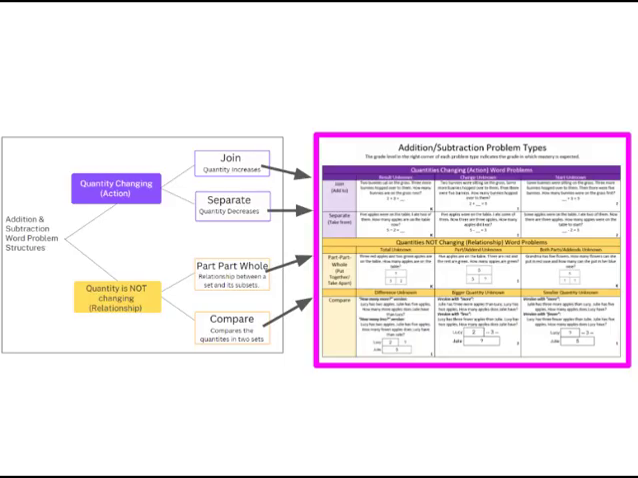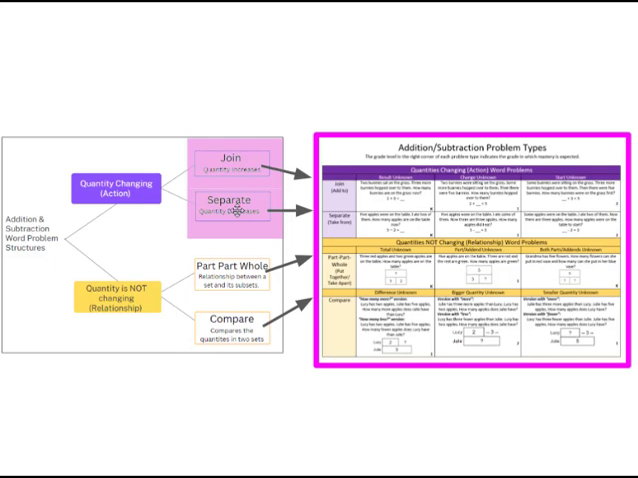I'm guessing your brain's probably pretty full right now. Mine is too. Just for a quick recap, last week we talked about classifying word problems based on their structure or the relationships within the problem. When we look at a word problem, first we need to determine if the quantity is changing. Is there action, or is the quantity not changing? Is there a relationship? If there is action, we know that the word problem must be a join or separate.